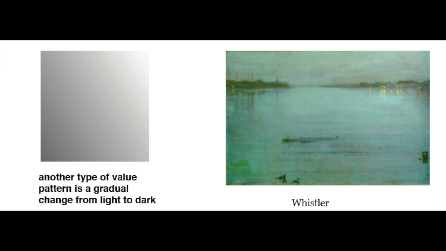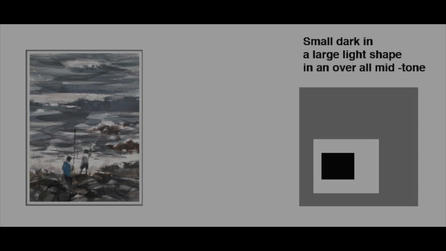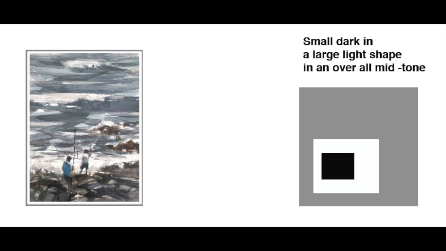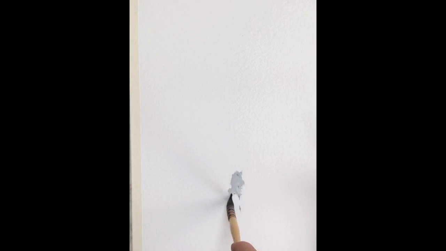A sixth value pattern is a graded tonal value pattern where there's a gradual change from light to dark. Very effective in communicating water scenes or sky scenes. This is Whistler's painting. In today's work, the value pattern that seems to come to mind is this small dark in a medium-sized light and an overall mid-value. So basically simplifying the tonal structure into 3 tones. This helps a lot in looking at a complex subject and deciding how to think of it in tonal values.